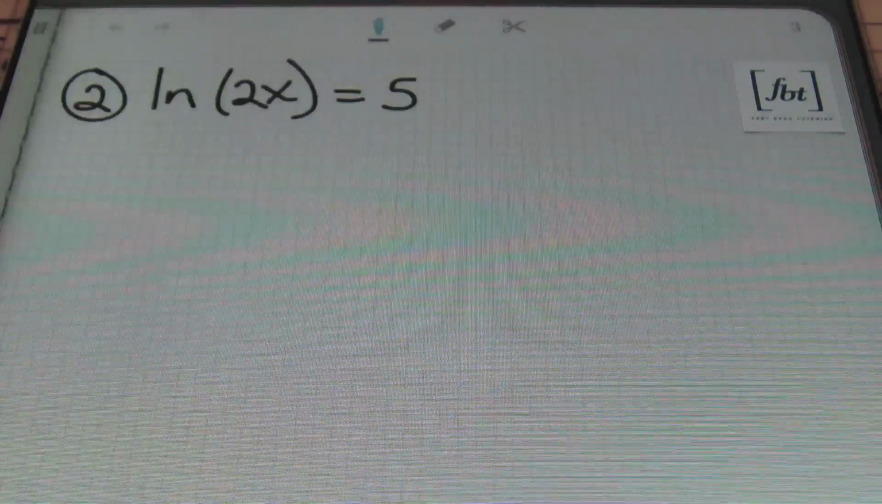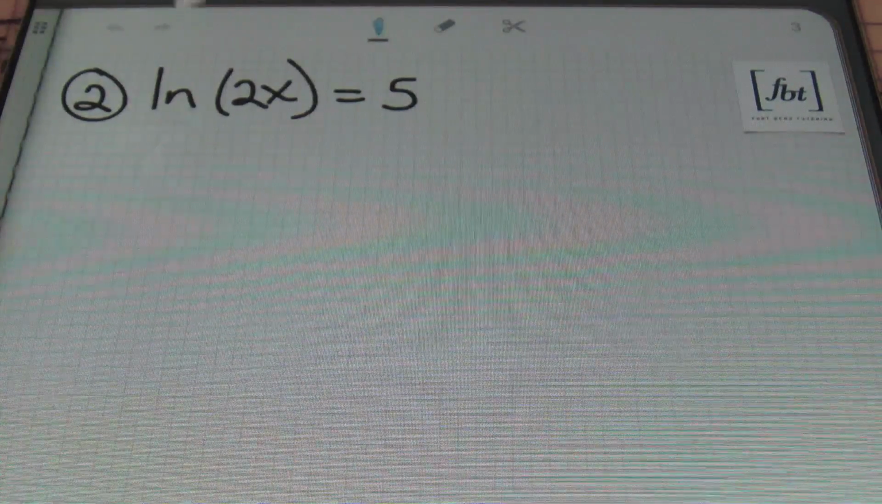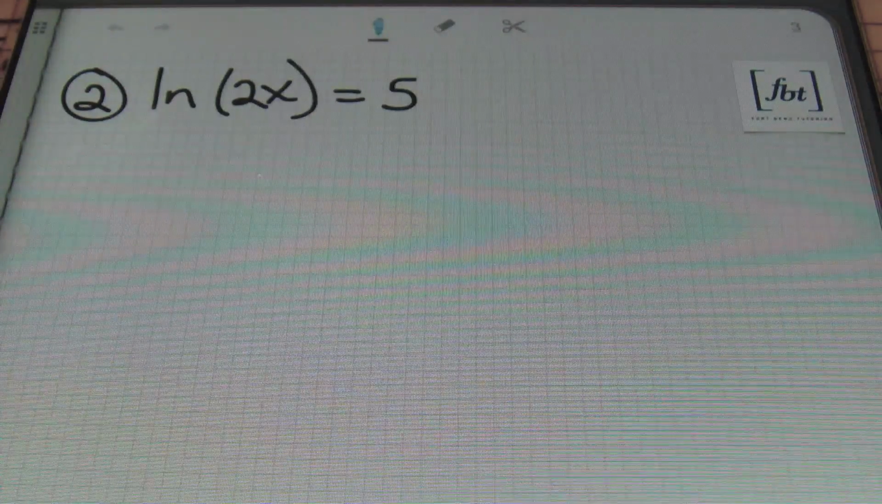Let's look at our next problem, problem number 2. In problem number 2, I have the natural log of the quantity 2x is equivalent to 5.